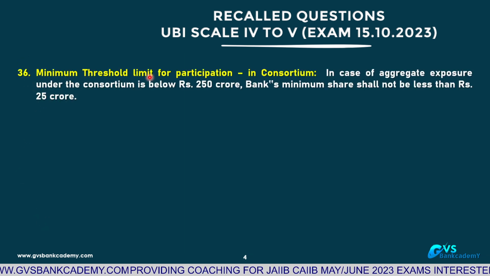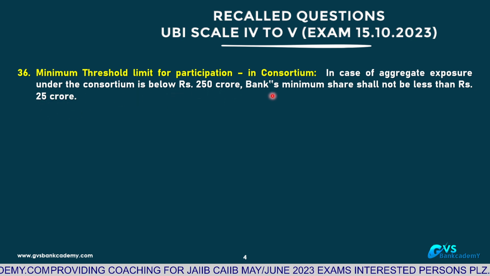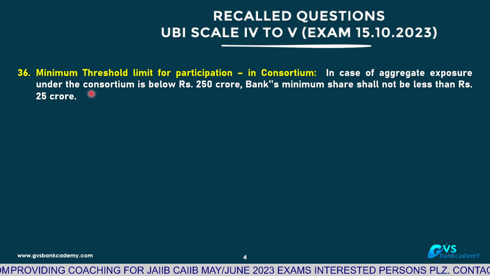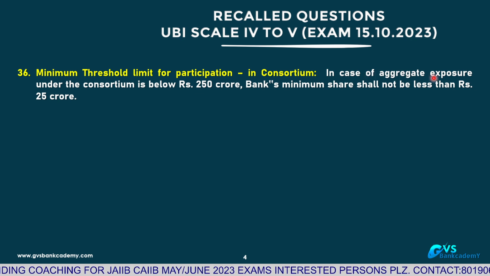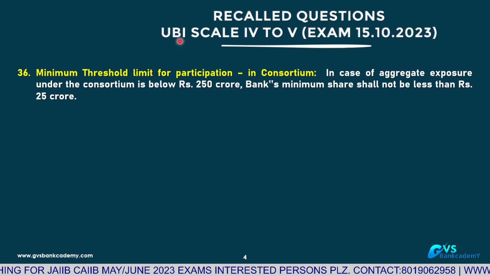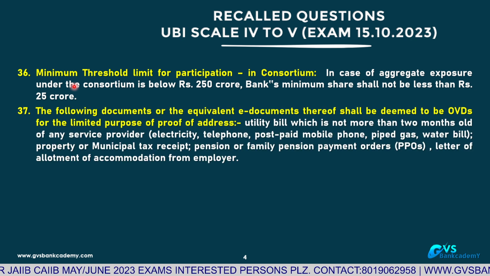36. Minimum threshold limit for participation in consortium. In case aggregate exposure under the consortium is below 250 crores, minimum share not less than 25 crores. That is the Union Bank policy. What is the policy in your bank? Please see. This is a general question for all banks.